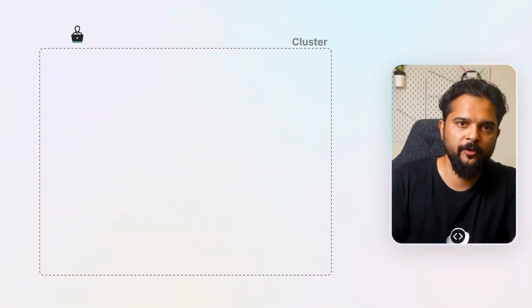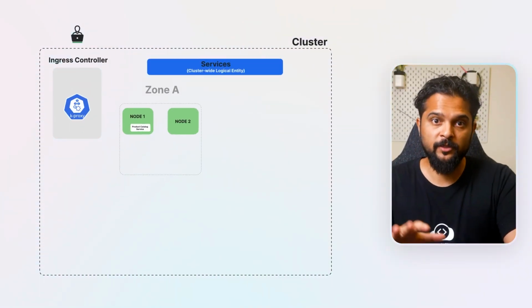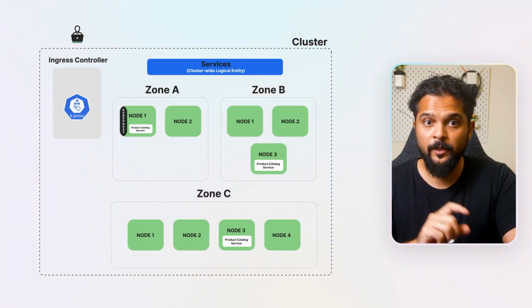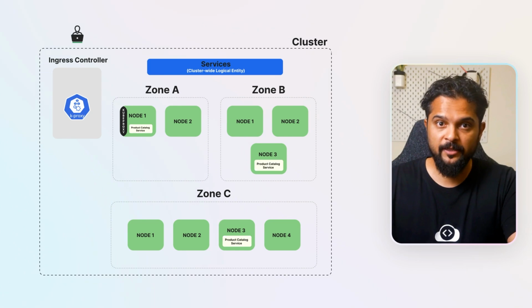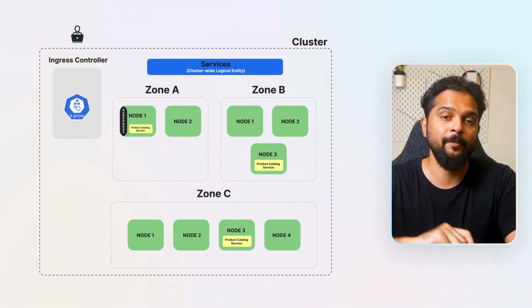So let's walk through a scenario. Imagine we have an online retail application deployed on a Kubernetes cluster that spans 3 zones in a cloud environment: Zone A, Zone B, and Zone C. Now, our application is structured with multiple microservices, one of which is, say, the product catalog service. And this service is critical as it handles requests to fetch details about products.